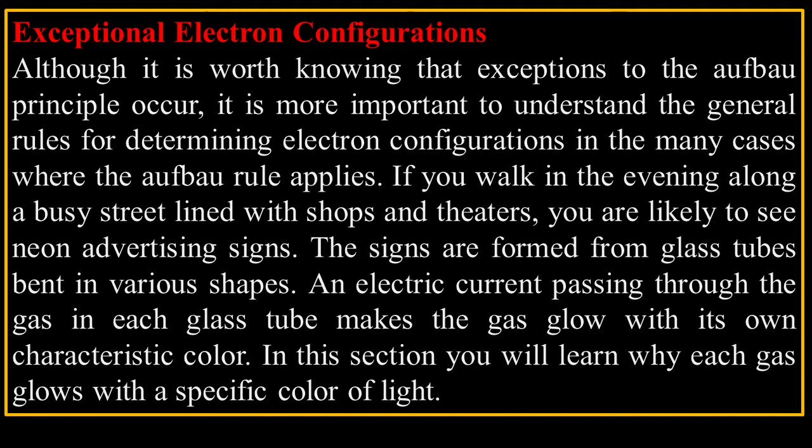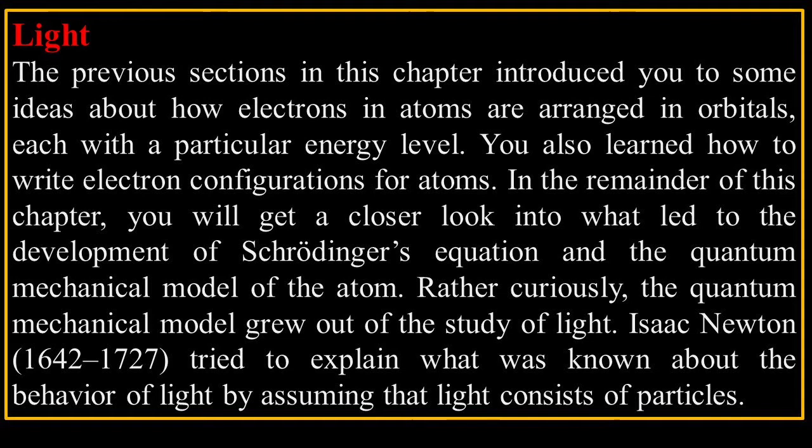The previous sections in this chapter introduced you to some ideas about how electrons in atoms are arranged in orbitals, each with a particular energy level. You also learned how to write electron configurations for atoms. In the remainder of this chapter, you will get a closer look into what led to the development of Schrödinger's equation and the quantum mechanical model of the atom.